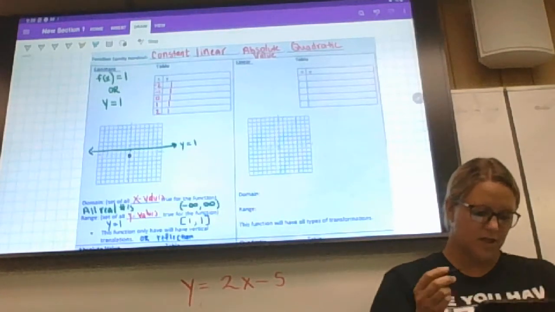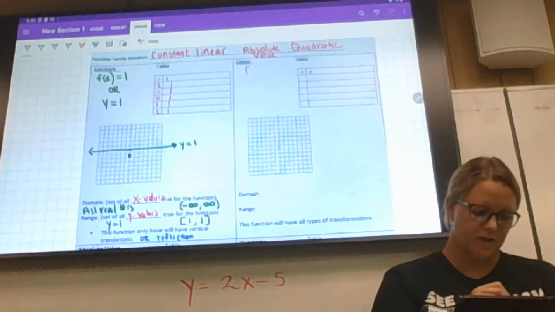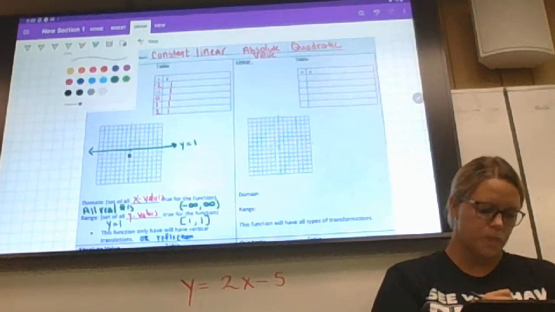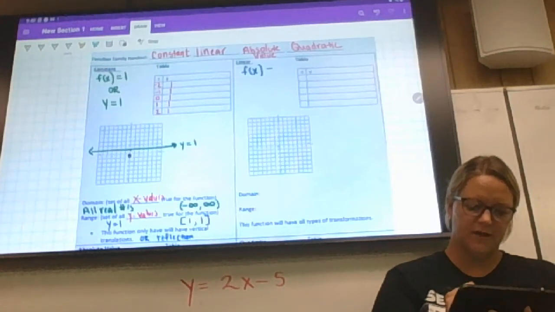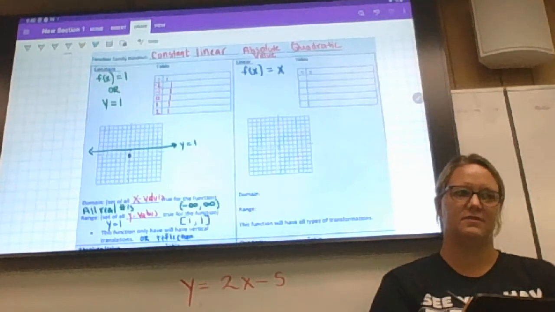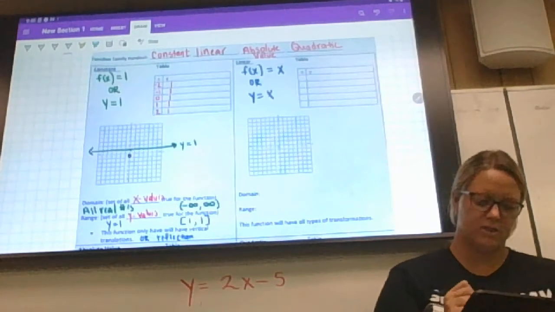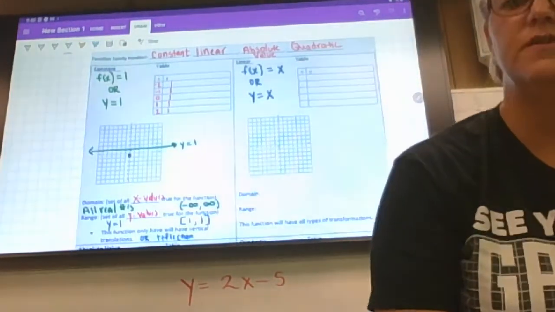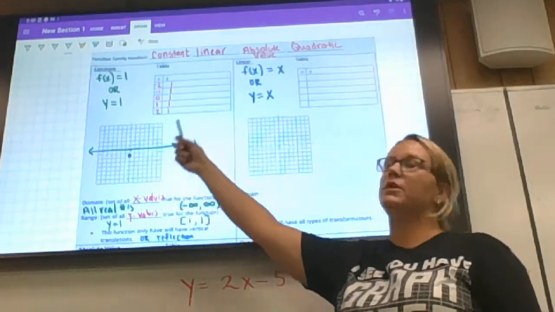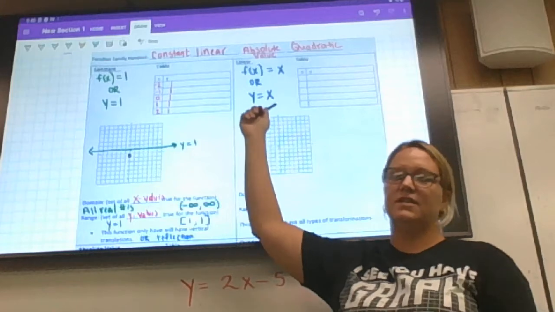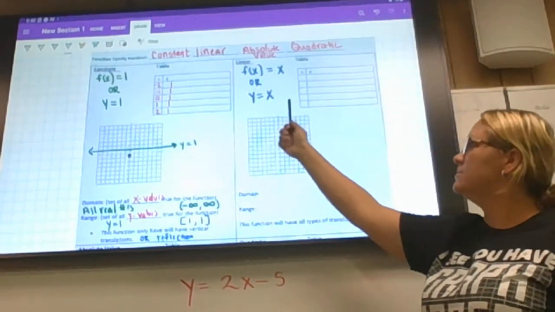Our next one is linear. You guys know a lot about linear. If you wanna go ahead of me, feel free. The parent linear function is f of x equals x. Or just y equals x. So the difference between constant and linear is constant just has a number and linear has an x. Now this function has a slope of 1 and a y-intercept of 0.